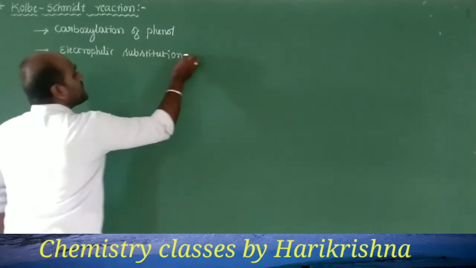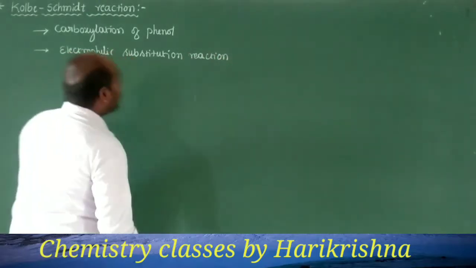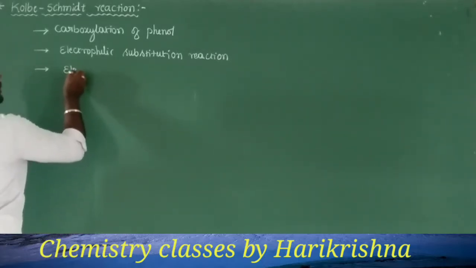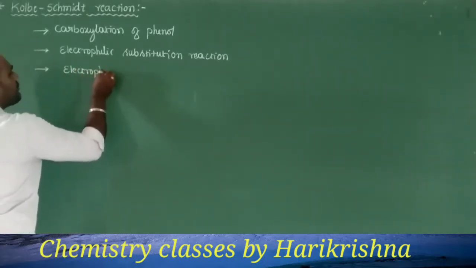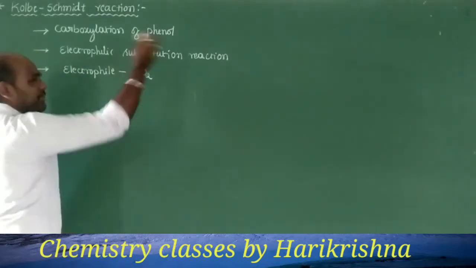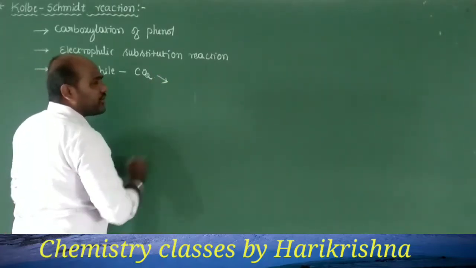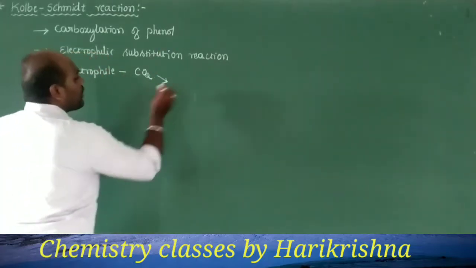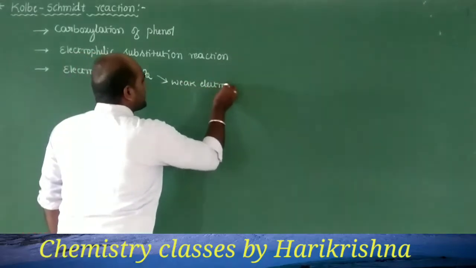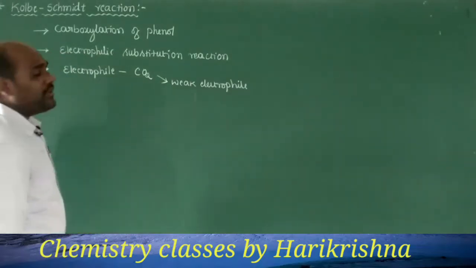In the Reimer-Tiemann reaction, dichlorocarbene was used as an electrophile, and here in the Kolbe-Schmidt reaction, the electrophile we use to convert phenol into salicylic acid is carbon dioxide. Compared to dichlorocarbene, carbon dioxide is a weak electrophile. But whatever, since we are using an electrophile, we call this an electrophilic substitution reaction.